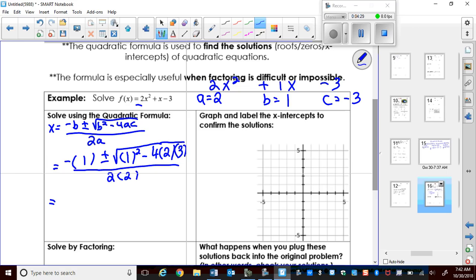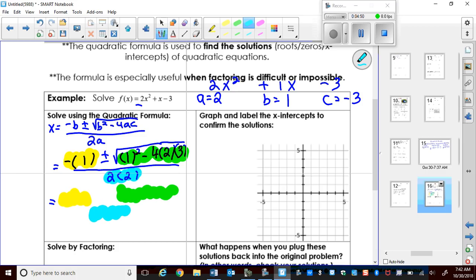So this equals, we're going to simplify part by part. So I'm going to show you what we're going to simplify. We're going to simplify this. I'm going to put it right here. And then we're going to do something special and simplify what's inside of the radical and put that here. And then the last thing we're going to do is simplify the denominator.